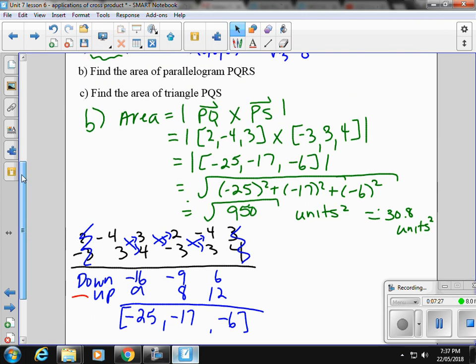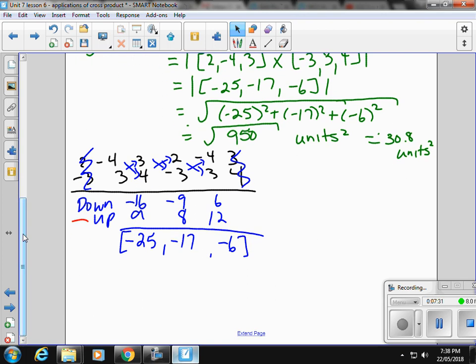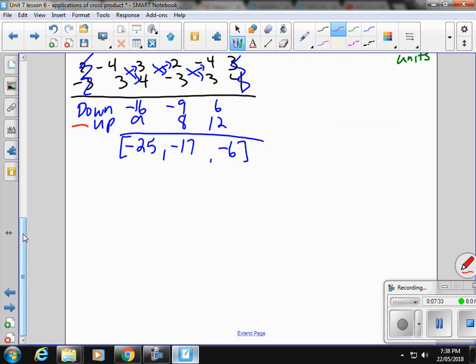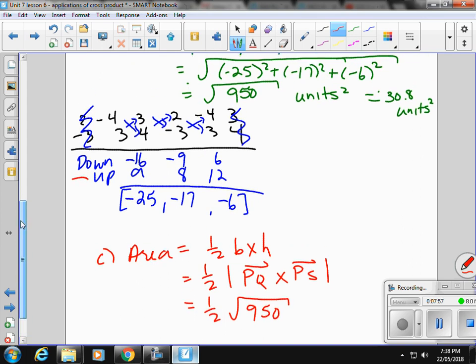Also, it's asked us to find the area of the triangle PQS. Well, you'll never believe it, but the area of a triangle is half of the area of a parallelogram. So we just need to take half of the magnitude of PQ cross PS, which would be half of the root of 950, or approximately 15.4.